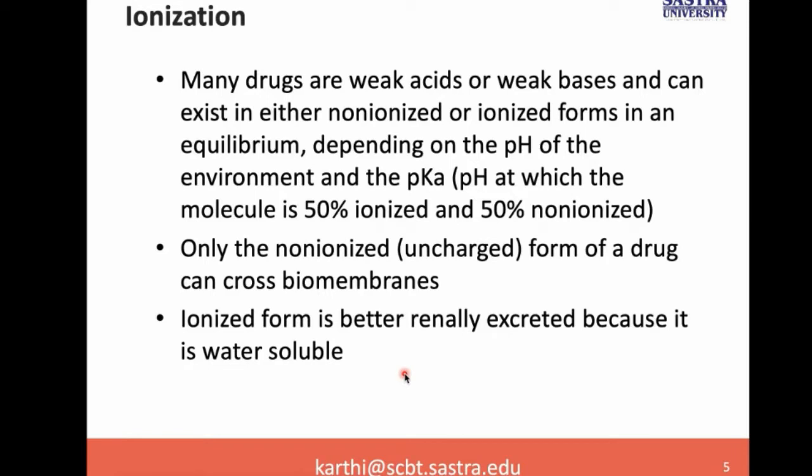So when you ask pK for aspirin, no, no. The pK is not for the entire drug molecule. In aspirin, we have only one acidic functional group. The pK corresponds to that functional group. Yes, sir. Makes sense.